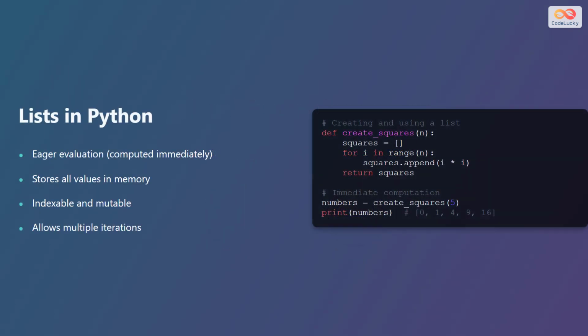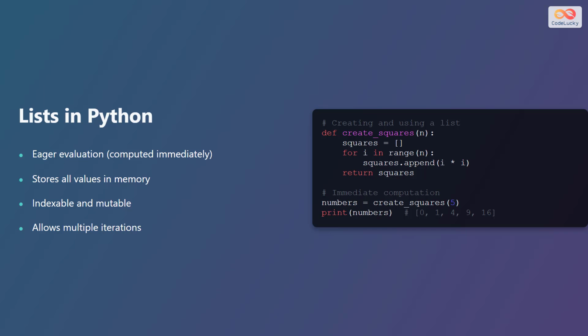Let's begin by taking a closer look at lists. Lists in Python are defined by the following four characteristics. First, lists use eager evaluation, which means values are computed immediately. Second, lists store all their values in memory. Third, lists are indexable and mutable, meaning we can access elements by their position and change the list after it is created. And fourth, lists allow multiple iterations. You can loop through them as many times as needed.